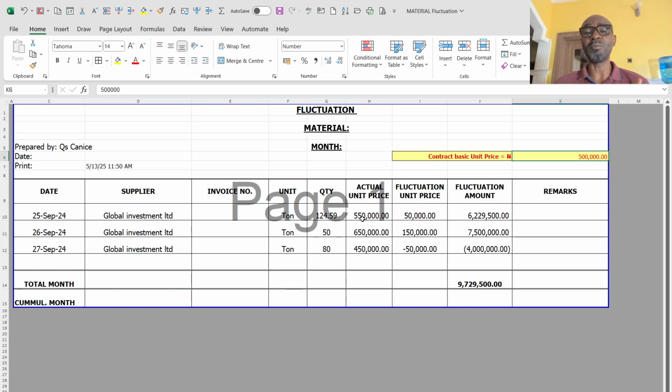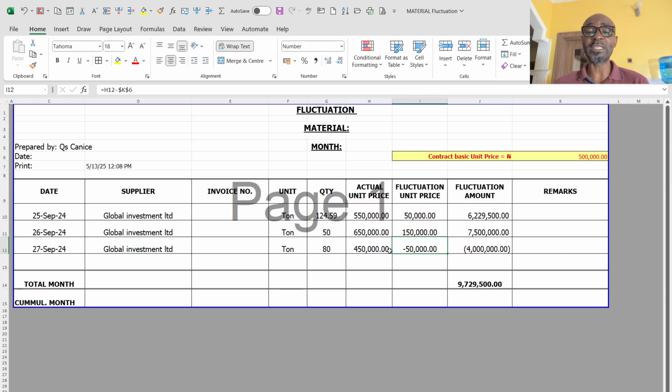So if you check the difference between 550 and 500, you have a 50,000 differential, while you have a 150,000 differential for the 26th, while you have a 50,000 negative differential on the 27th.